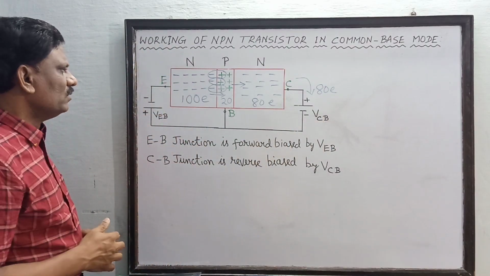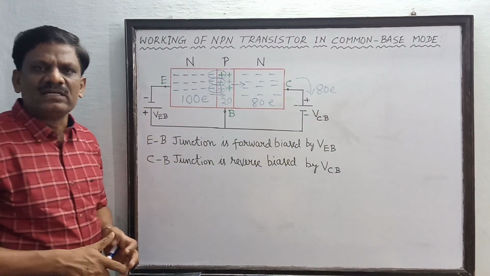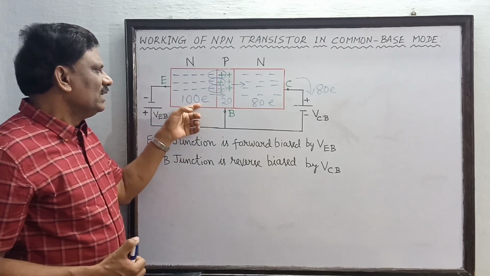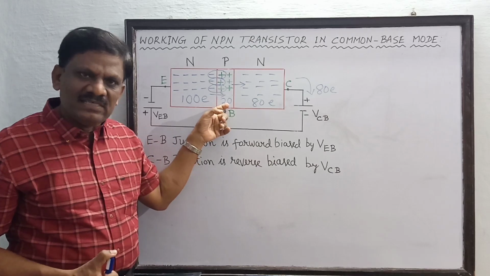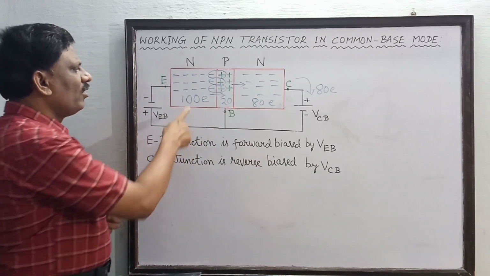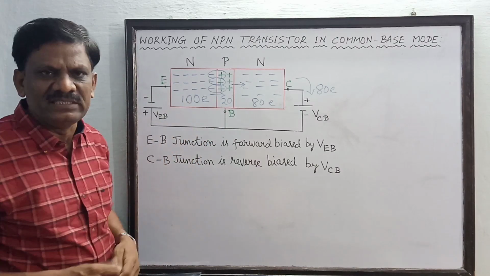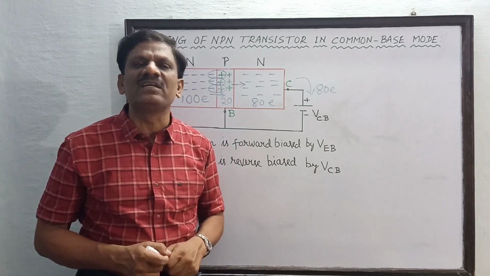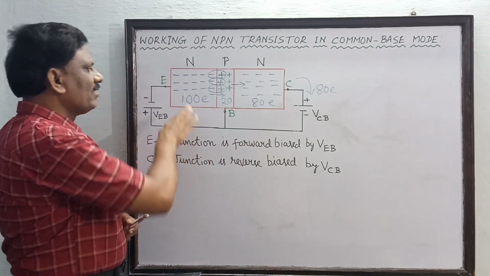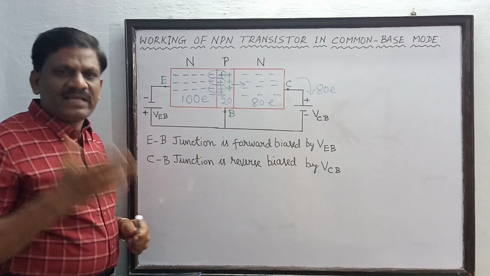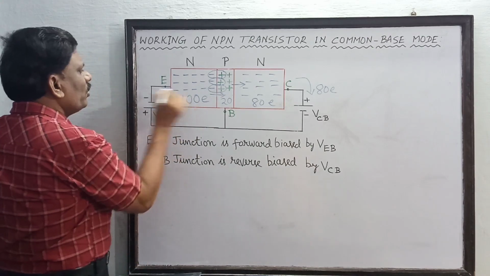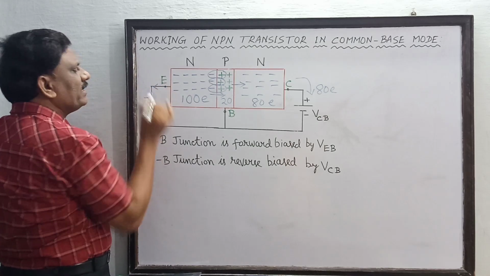Now we started with 100 electrons, out of which 20 electrons undergo recombination inside the base region. Anyhow, due to the flow of 100 electrons in the emitter region, there will be a current called the emitter current. Since the electrons are flowing towards the junction, the emitter current, or the conventional current due to this emitter, is flowing in the outward direction.